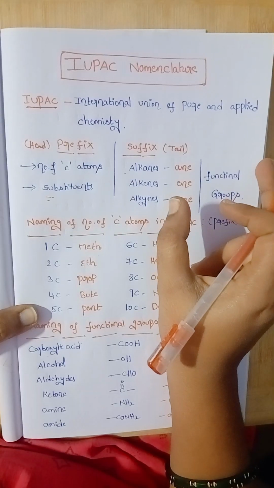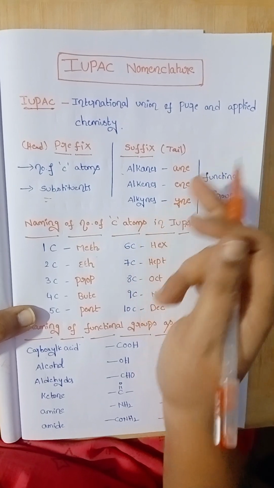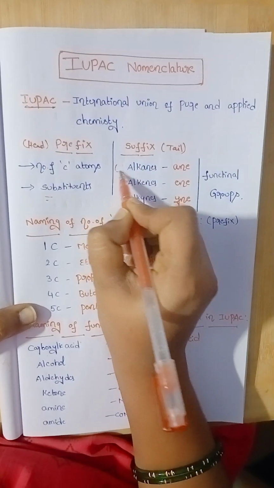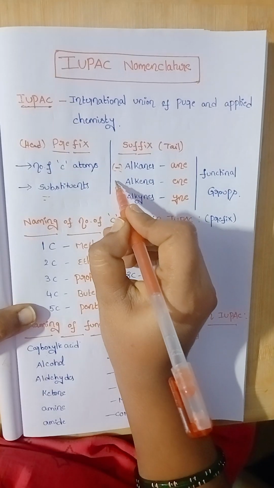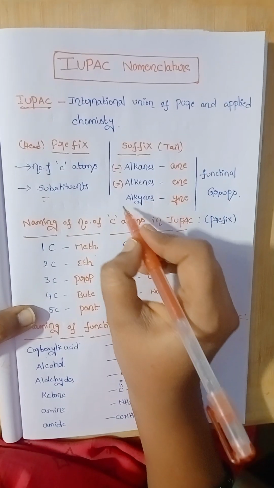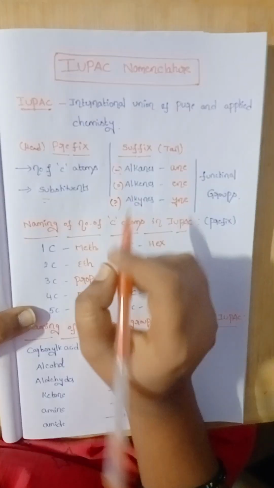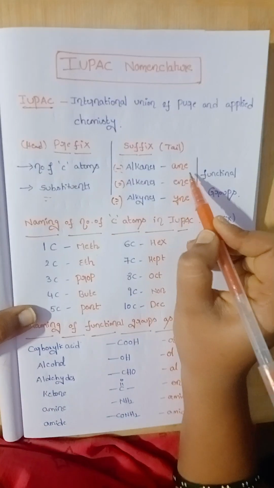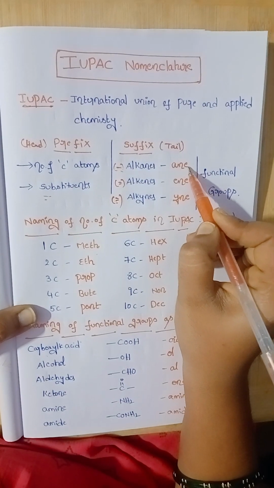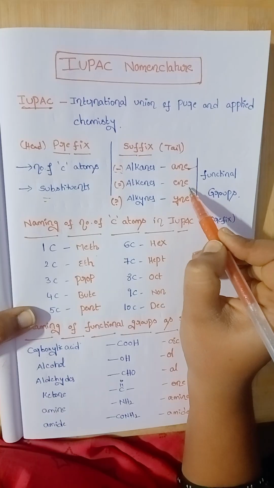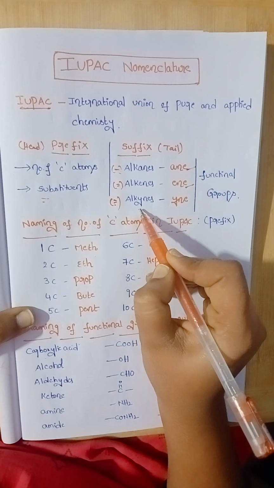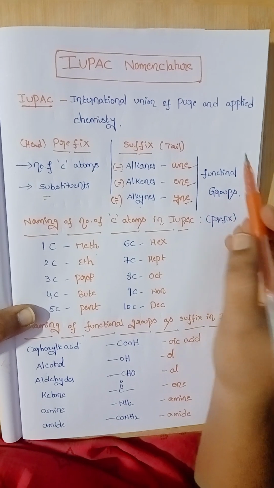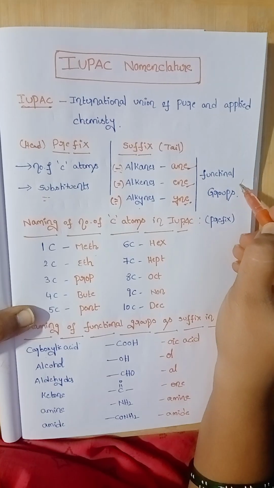Suffix is the end part of the compound. In the case of simple hydrocarbons, based on the bonding, alkanes mean single bonded compounds, alkenes mean double bonded compounds, alkynes mean triple bonded compounds. If the given hydrocarbon is single bonded, that is alkane, then it ends with the suffix "-ane". If it is alkene, it ends with the suffix "-ene". If it is alkyne, it ends with the suffix "-yne". In other compounds, sometimes the suffix indicates the functional groups.